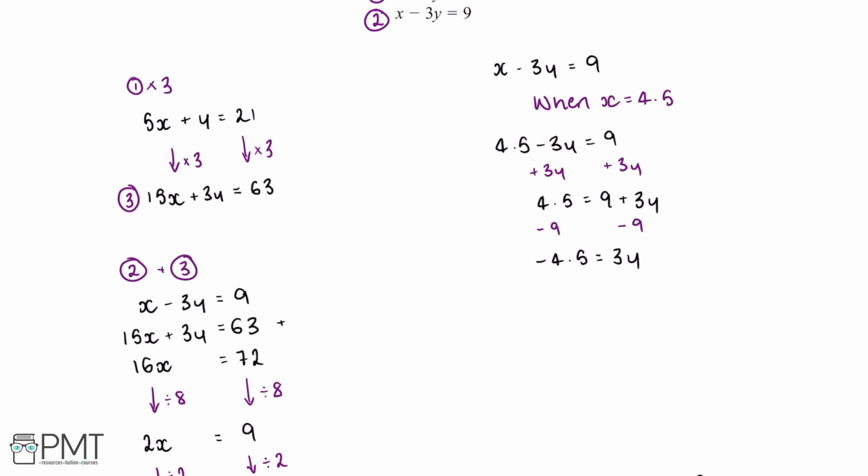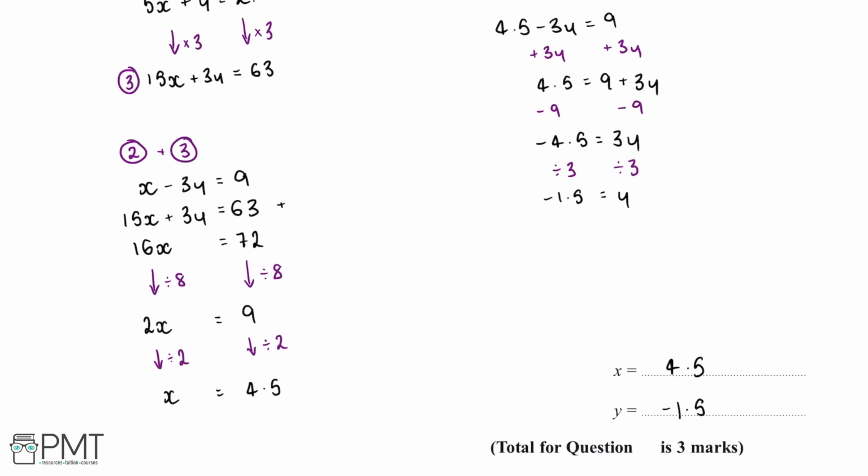And now the final thing we can do is divide both sides by 3. And this tells us that negative 1.5 is equal to y. So we can write this into our answer box. And these are our final answers.